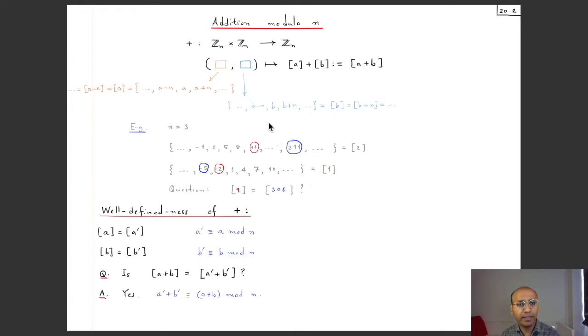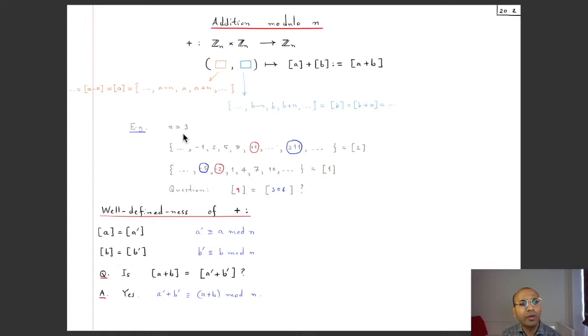But what guarantee is there that had I chosen some other element from here, not a, but maybe a plus 3n, and some other element from over here, which is not b, but say b minus 80,000 n, then if I add the two, I get some integer, and when I take the equivalence class of that, I get the same equivalence class as the equivalence class containing a plus b. So that needs some checking.